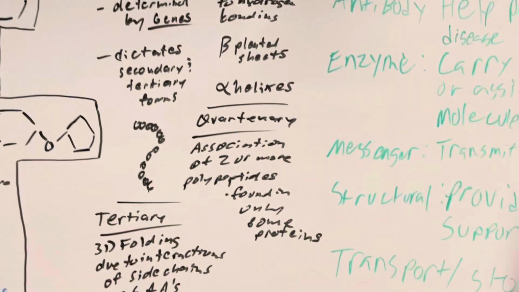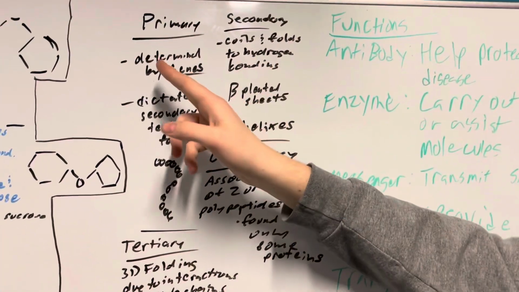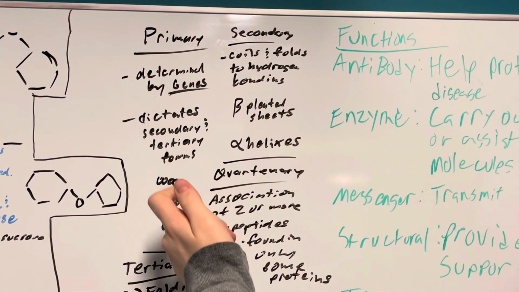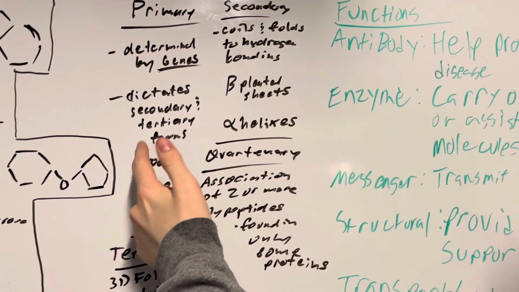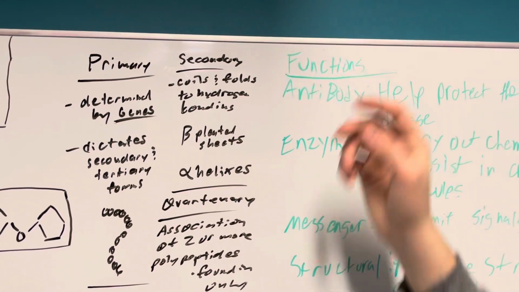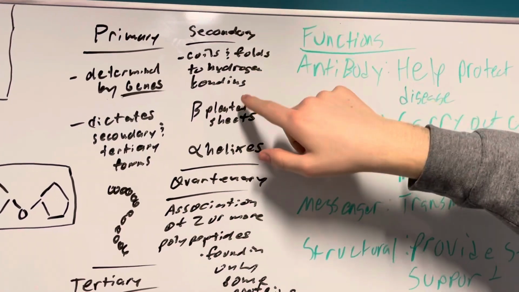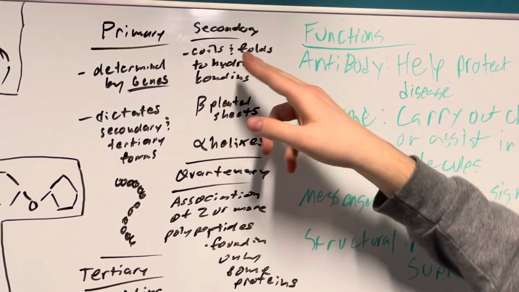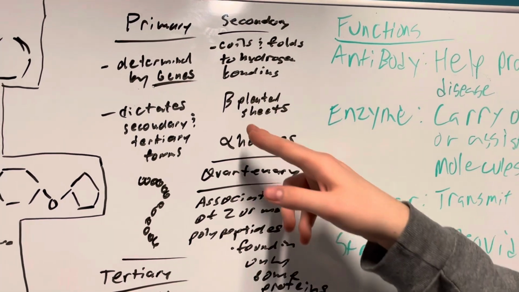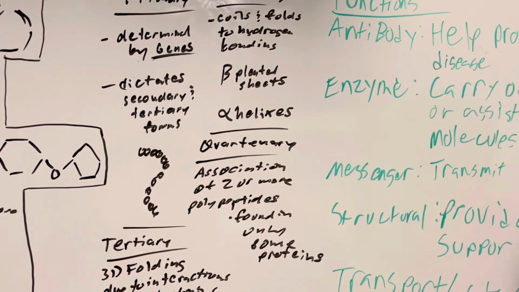Now over to this side, we have the primary and secondary structure. The primary structure is determined by genes. The primary structure of a protein dictates the secondary and tertiary forms, which are just 2 and 3. Then there's the secondary structure. This coils and folds, as you can see, through hydrogen bonding, and it has beta-pleated sheets and alpha helixes.